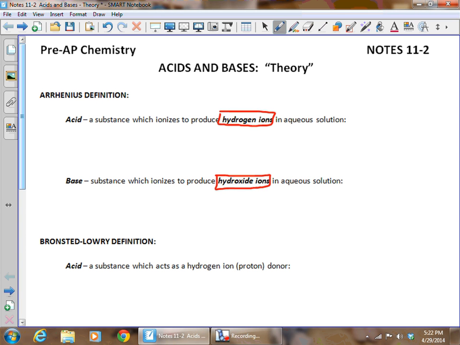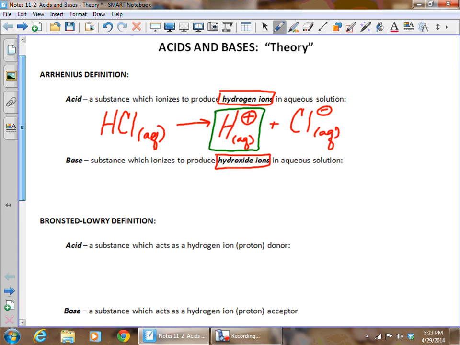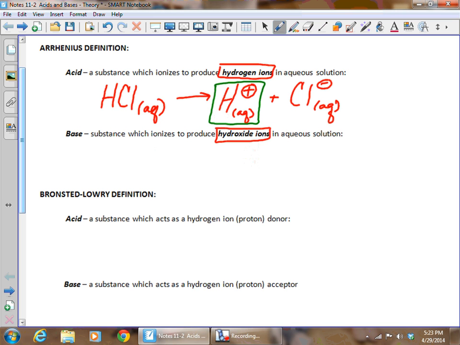So if you're looking at HCl, for instance, HCl is a common acid. When it's not in water, it's a gas. But as soon as you put it in water, it's going to ionize. And when it ionizes, it produces a hydrogen ion and a chloride ion. Both of those dissolved in the water. That hydrogen ion is what makes an acid be an acid. Without that hydrogen ion, we don't have an acidic solution. And that's important to remember later when we're talking about the strength of acidic and basic solutions.